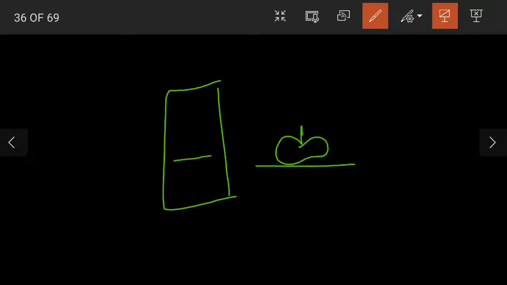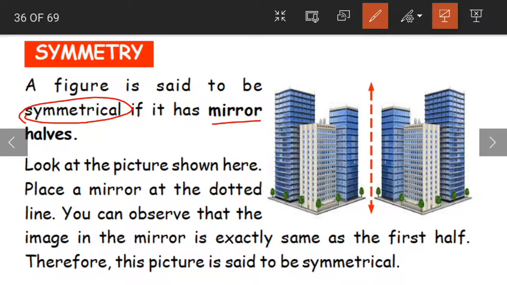When we look in the mirror, we'll see an apple. Yes, we'll not see an orange or a mango or something else. We'll see the exact picture, the exact thing in the mirror. So what does the mirror have here? The exact similar half. If you look at the picture shown here, place a mirror at the dotted line.